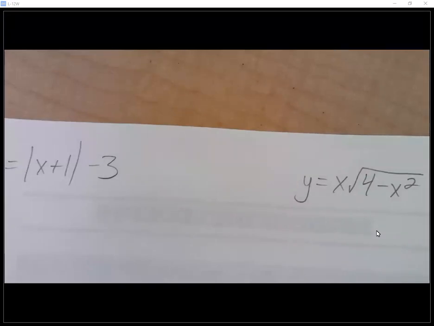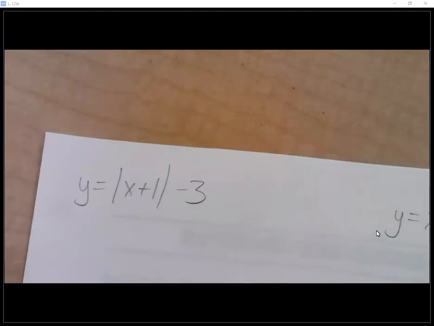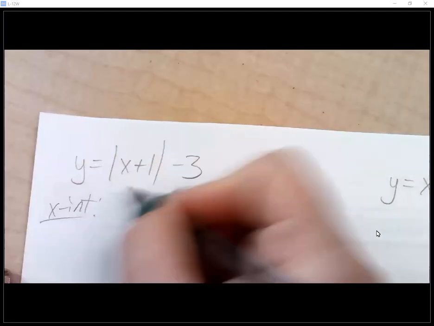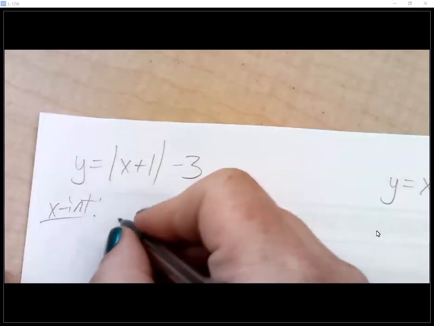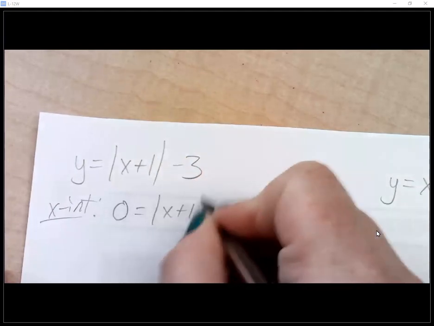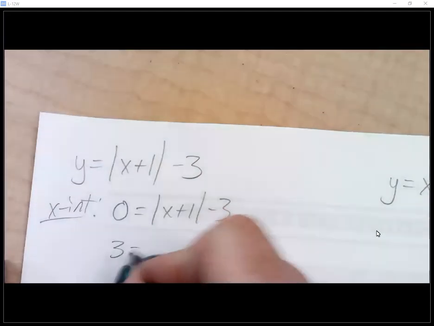Doesn't work that way. Okay, so on this one, I want to solve for the x-intercept first. And by the way, it doesn't matter which intercept you solve for first. That's totally up to you. I'm going to plug in 0 for y. Absolute value of x plus 1 minus 3. I have an absolute value. You guys remember how to deal with them. I'm going to get the absolute value by itself.